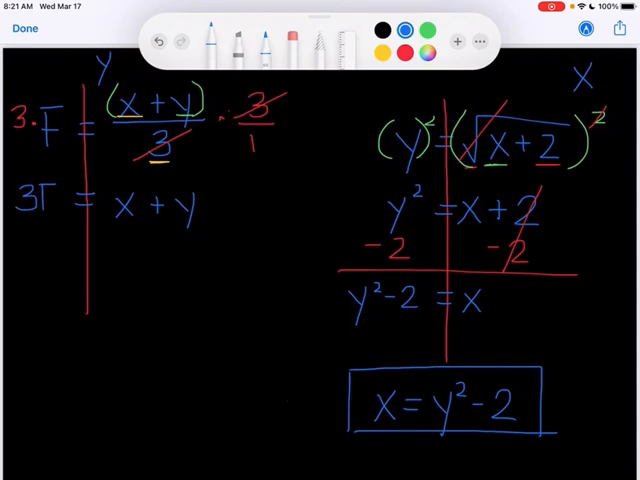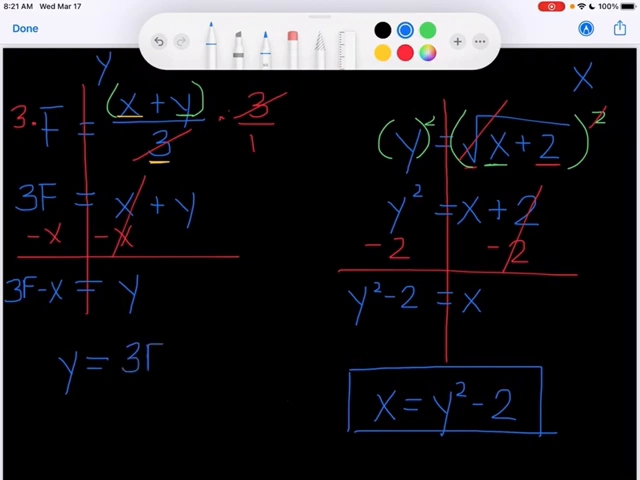Okay, we still want to get y by itself, so I need to get rid of that x. So I'm going to subtract x from both sides so that it cancels here. We get y by itself, which is what we want. And on the other side, I end up with 3f minus x. I can't combine those. They're not like terms. So our final answer here is y equals 3f minus x.